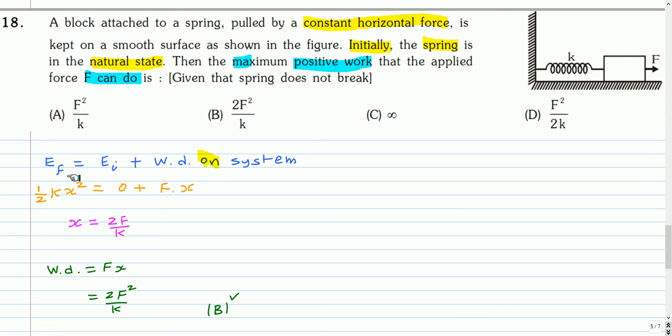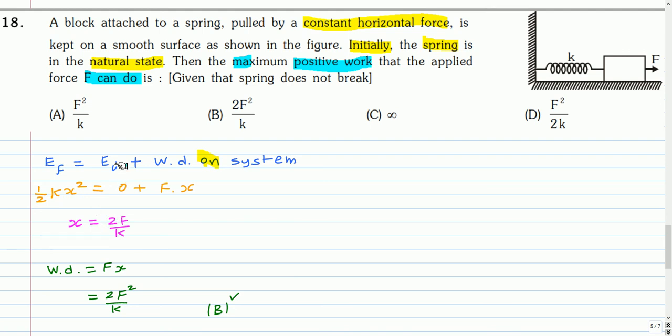So we can write the energy equation between the initial condition and the final condition. So the final energy is initial energy plus work done on the system. If work is done on the system, the energy of the system will increase. So the final energy will be more than the initial energy by the work done on the system. Finally, when this block is stretched to the maximum point, the velocity of this block will be 0. It will be at rest. So the only energy will be the potential energy stored in the spring, and that energy is half kx square, where x is the extension of the spring from its initial state, which is the natural state.